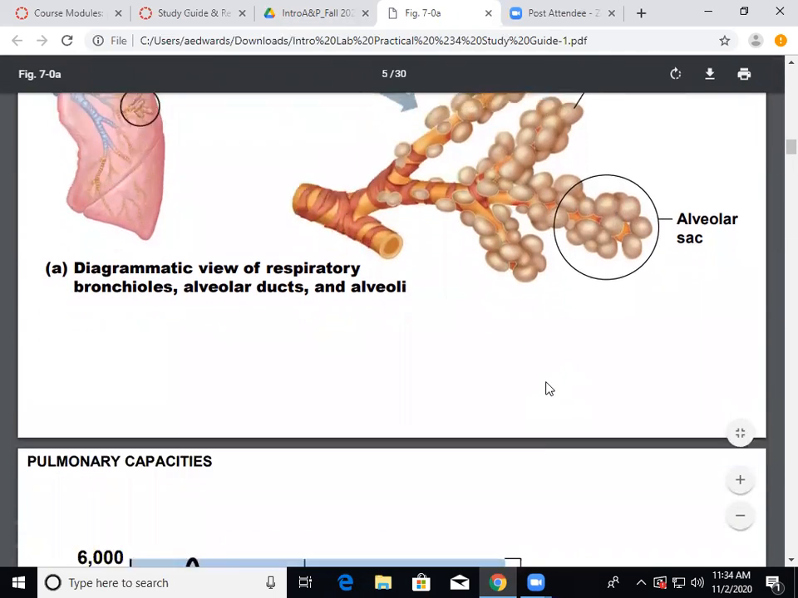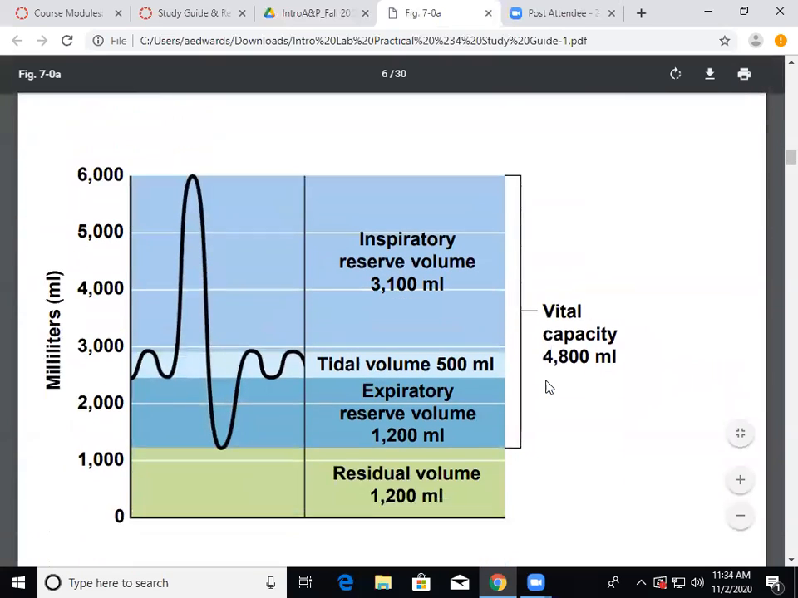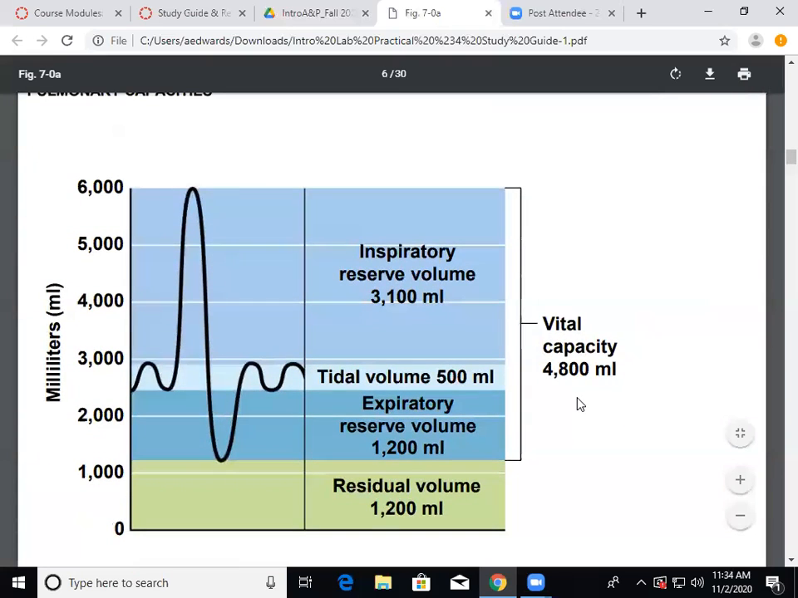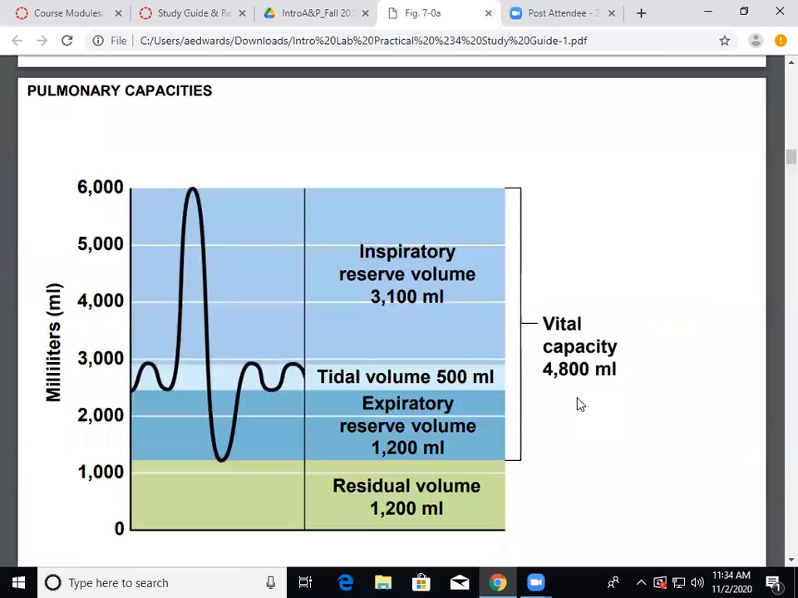Now, one of the things you're going to have to know are lung volumes and capacities. So let's talk about this. The normal amount of air that you inhale and exhale is your tidal volume. That's your normal inhalation and exhalation. Inhalation is going up the curve, and exhalation, or expiration, is going down. Again, we're measuring this in milliliters.